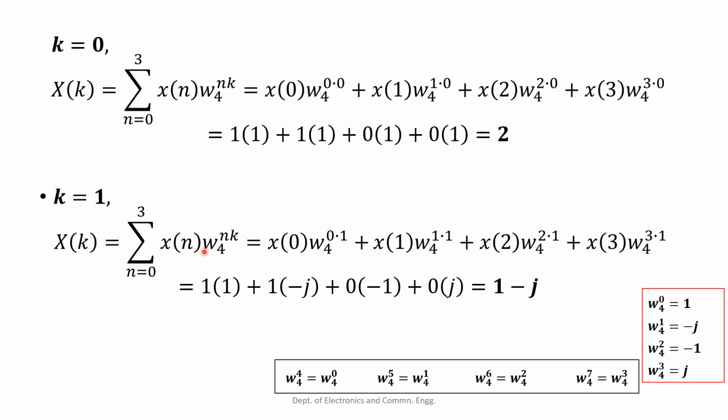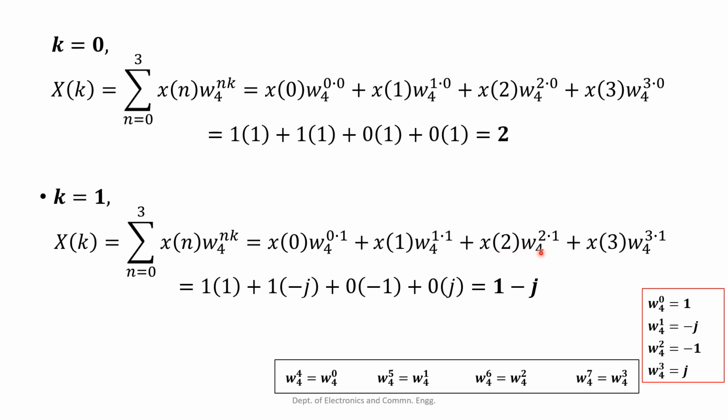X of n omega 4 to the power nk, expanding that: x of 0 omega 4, first time the n value is equal to 0, so this is n value 0 into 1, 1 is the k value. Then x of 1 omega 4, n value is equal to 1, k value is equal to 1.